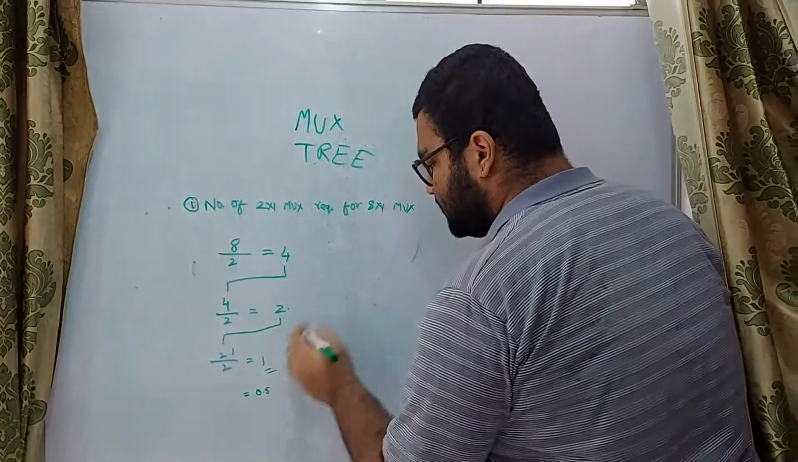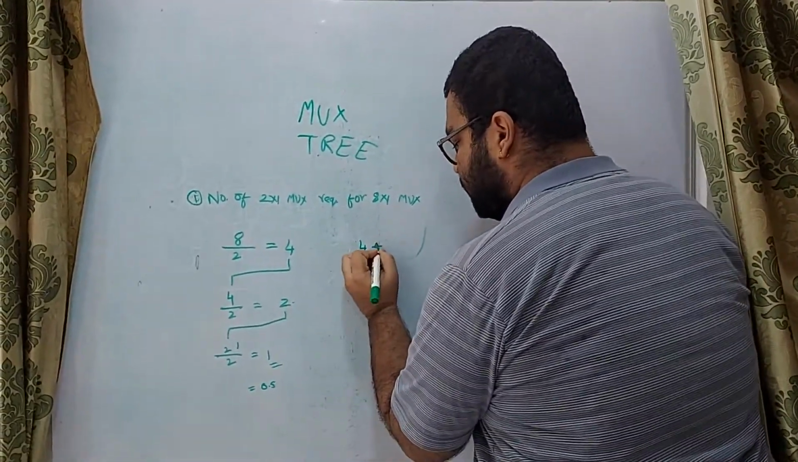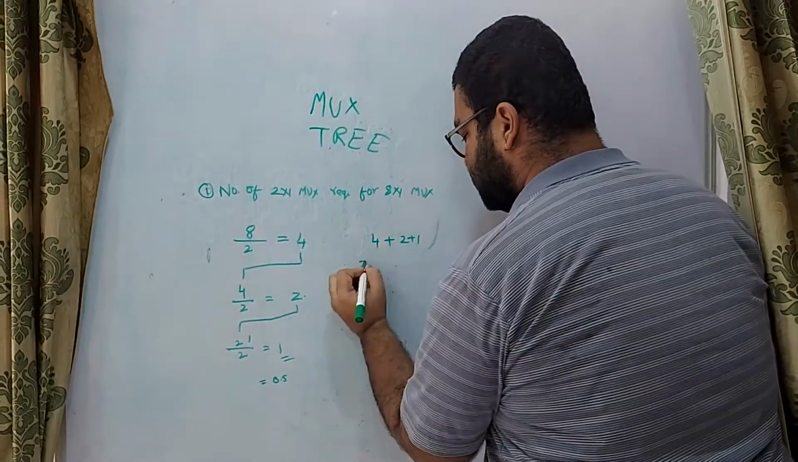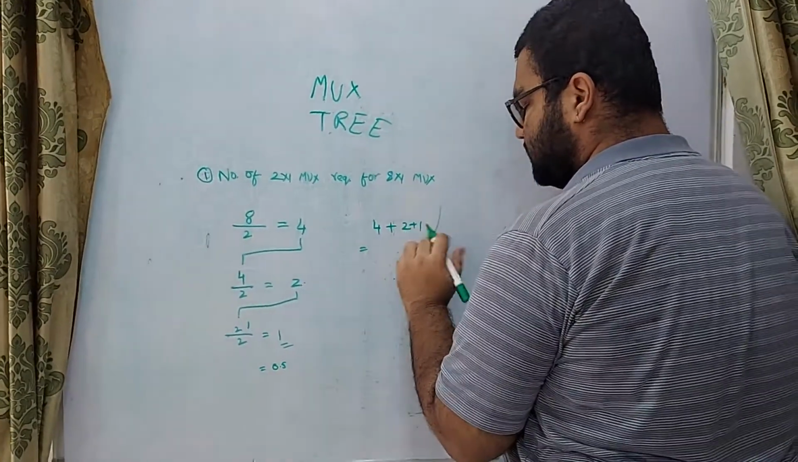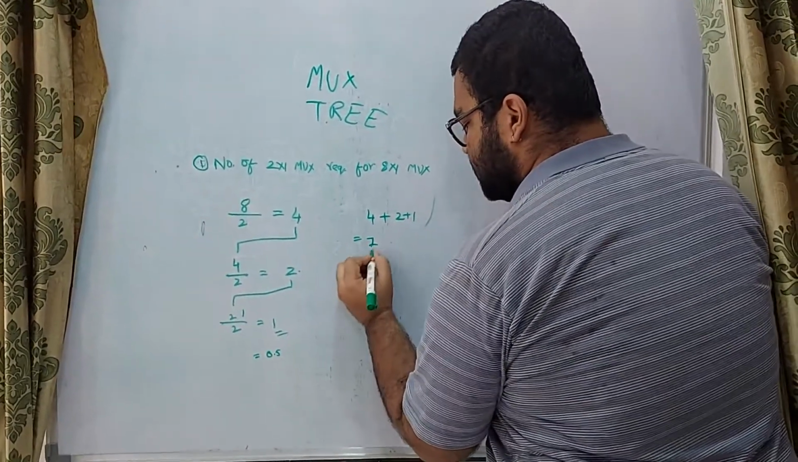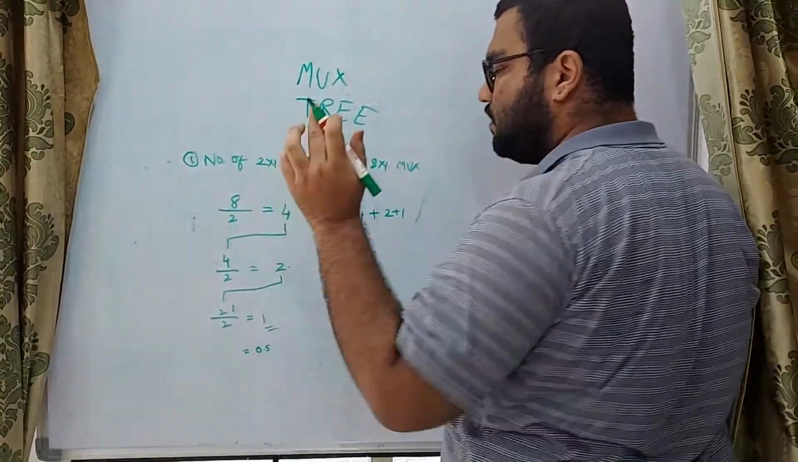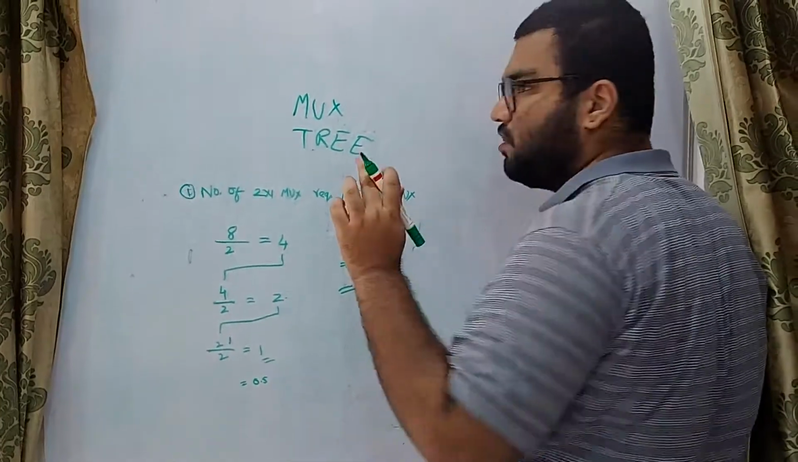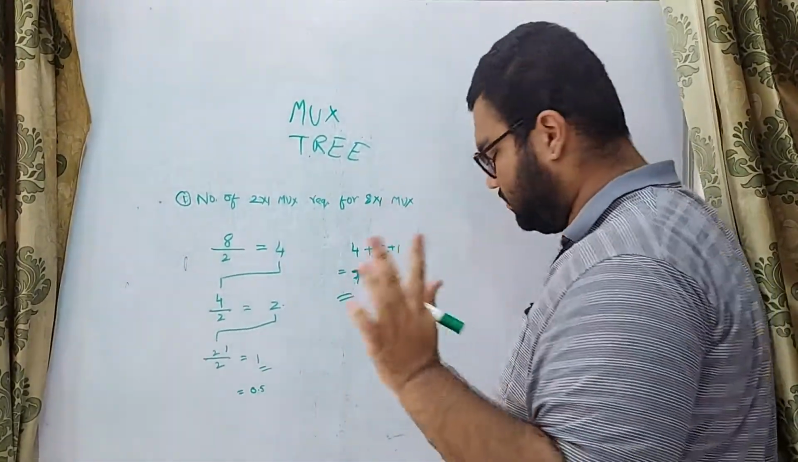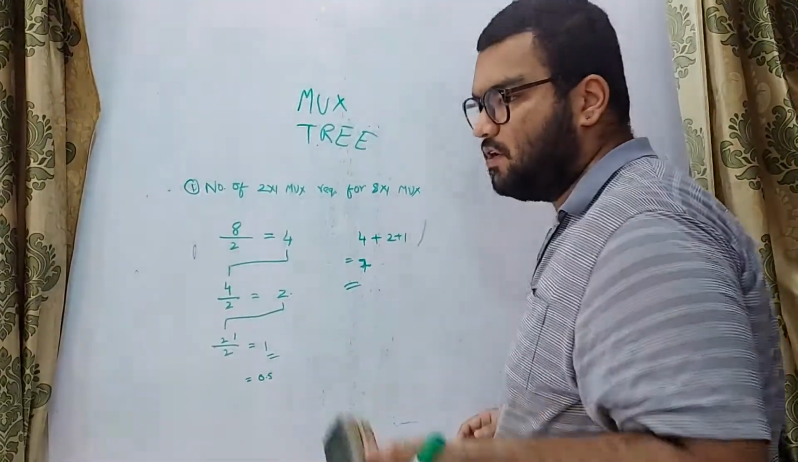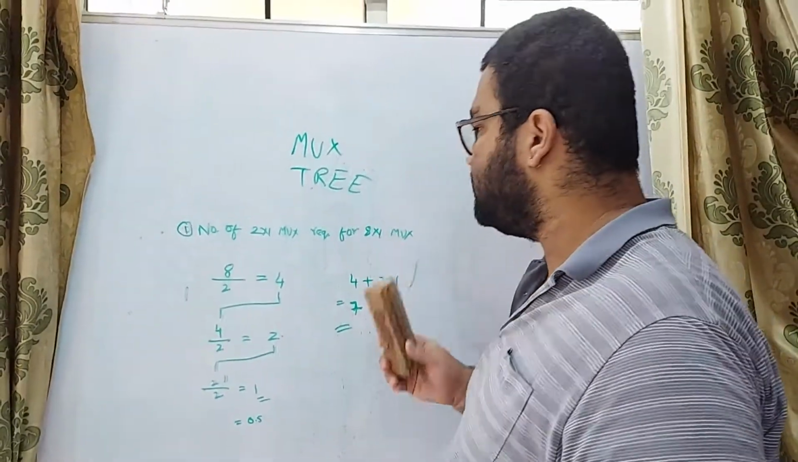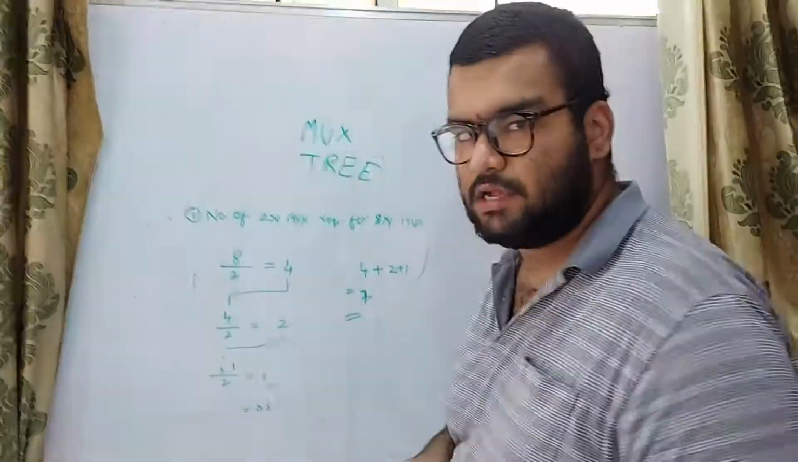So from this calculation we got 4 plus 2 plus 1, that is 4 plus 2, 6, 7 multiplexers. That is, we require 7 2x1 multiplexers to build an 8x1 multiplexer. So in the next video I am going to solve a few other examples based on the MUX tree. Thank you.